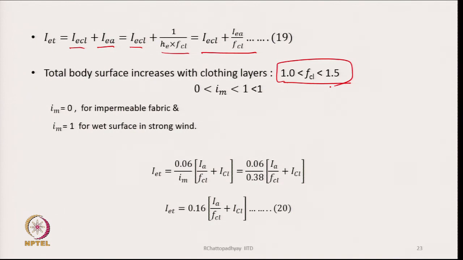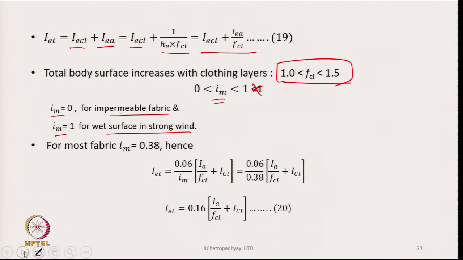Fcl will always be greater than 1, and typically Fcl could be between 1 to 1.5, and the Im value should always be less than 1, it is between 0 and 1. We have already said that Im is 0 for impermeable fabric, Im equals 1 for a wet surface in strong wind, and therefore, for Iet, for most fabric Im equals 0.38 or close to 0.4.